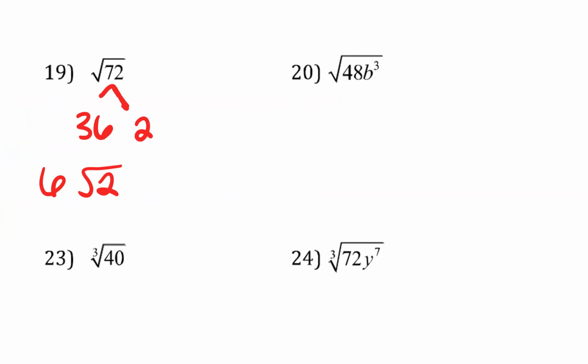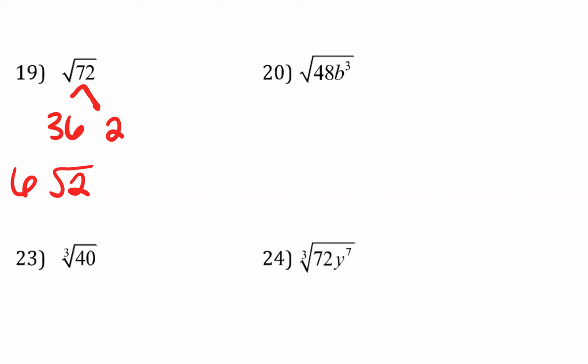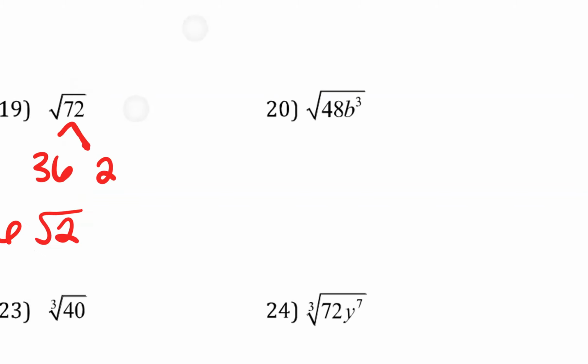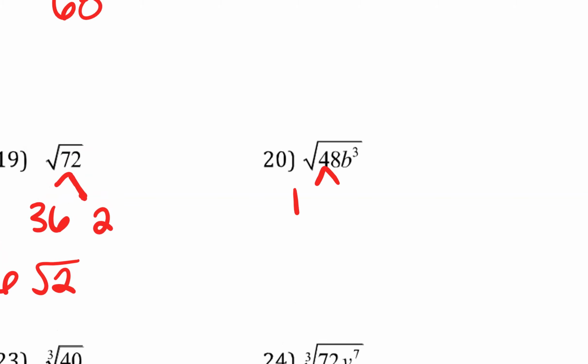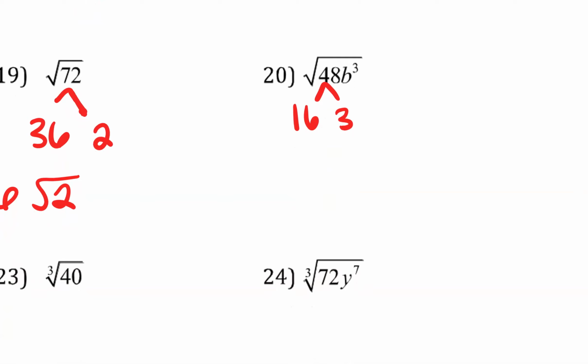All right. Next one, 48. Think of your perfect squares. 4 goes into it, but we can do better than 4. 9 doesn't go into it. The next perfect square would be 16. 16 does go into 48. This breaks into 16 and 3. 16 times 3 is 48. So square root of 16 gets to come out. So square root of 16 is 4. And the 3 stays in.